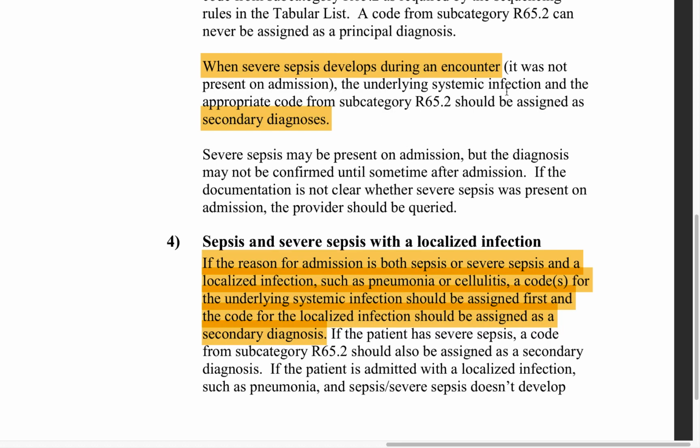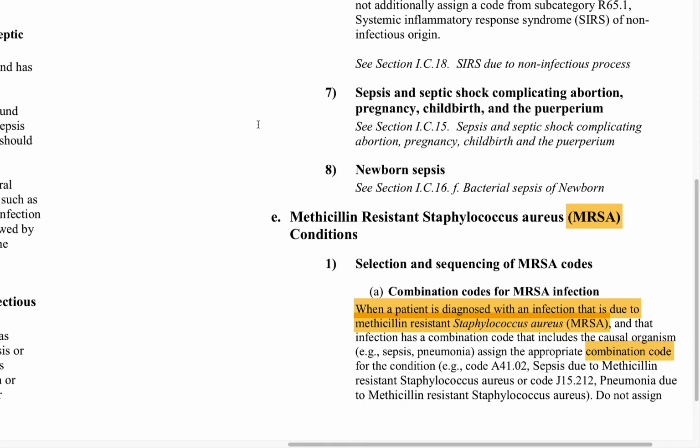Sepsis and severe sepsis with a localized infection. If the reason for admission is both sepsis or severe sepsis and a localized infection such as pneumonia or cellulitis, a code for the underlying infection should be assigned first, and the code for the localized infection should be assigned as the secondary diagnosis. Now let's talk about MRSA. There are combination codes for MRSA. When a patient is diagnosed with an infection that is due to MRSA, and that infection has a combination code that includes the organism, such as pneumonia, assign the appropriate combination code.